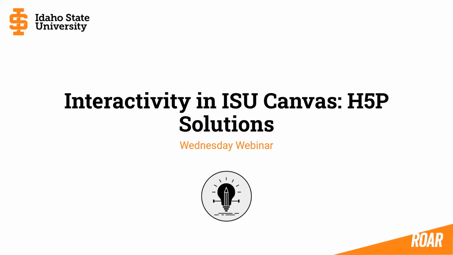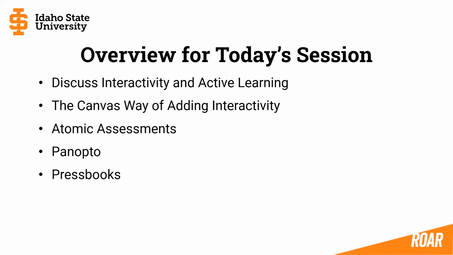And we'll be talking today about interactivity in ISU Canvas, H5P solutions. As a quick overview of what we'll talk about today, we'll discuss interactivity, what we mean by that for today's session, and active learning. And we'll talk about the Canvas way of adding interactivity and three of the specific solutions that you can use for H5P in the transition from Moodle to Canvas: atomic assessments, Panopto, and Pressbooks. Up next, Lisa is going to tell us more about interactivity and active learning.